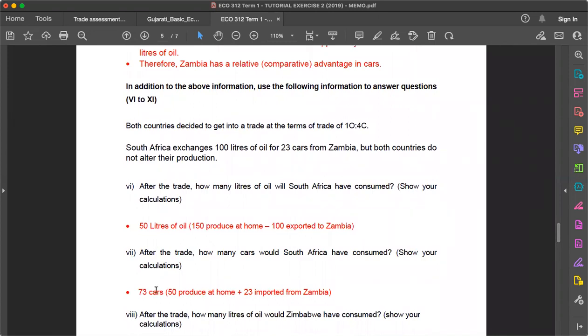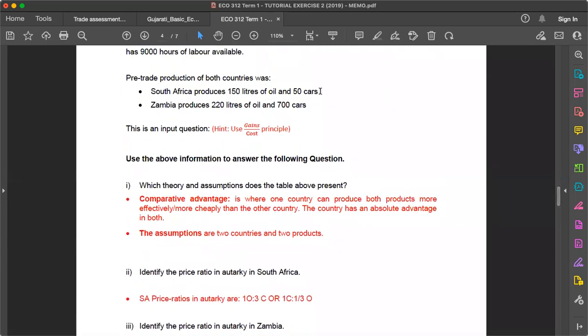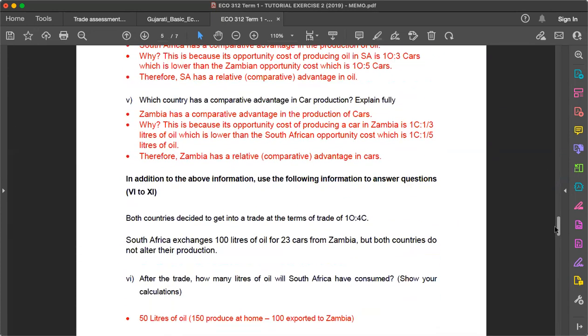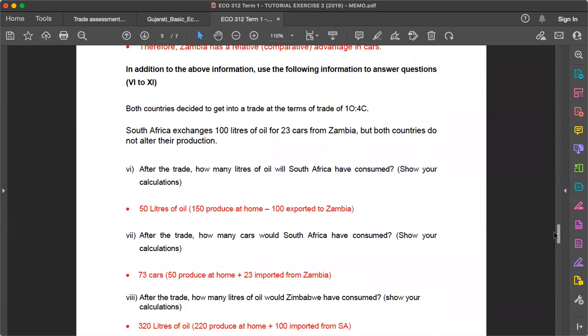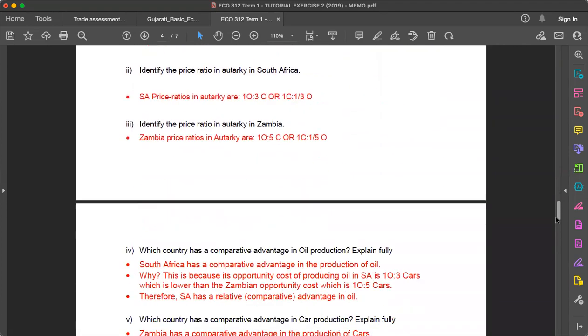So 73 cars for the following reasons. There are 50 that are produced at home and 23 that are imported. Remember, we're talking about exchange. So 23 cars are coming in. You add to what was given earlier. 50 cars plus 23 cars, 73 cars. There you go. And after the trade, how many liters of oil would Zambia, let's go with Zambia, have consumed? 320 for the following reasons. They imported 100 liters of oil from SA and they had 220 liters of oil, right?